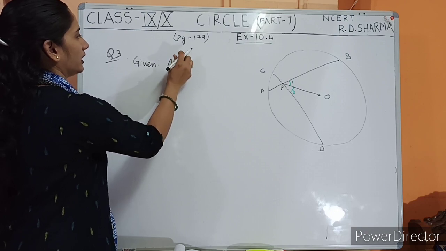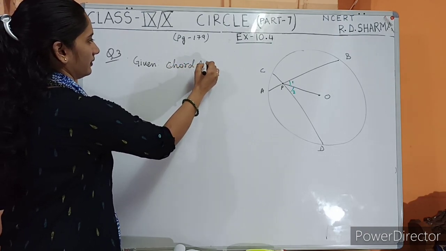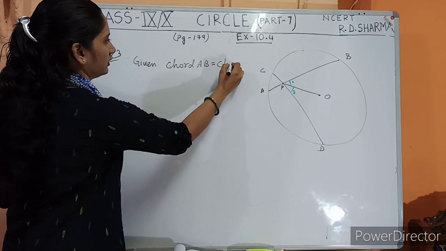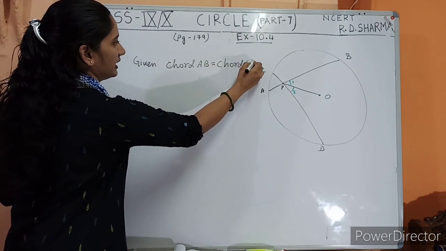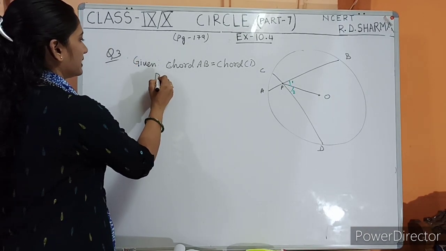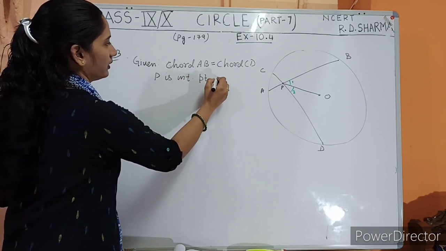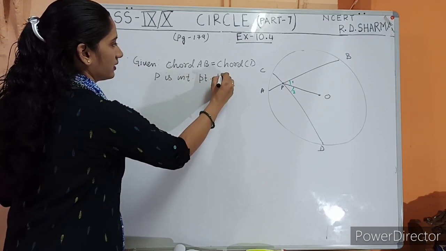Given the chord AB is equal to the chord CD. These two things are given to us. Okay, P is the intersection point of both the chords.